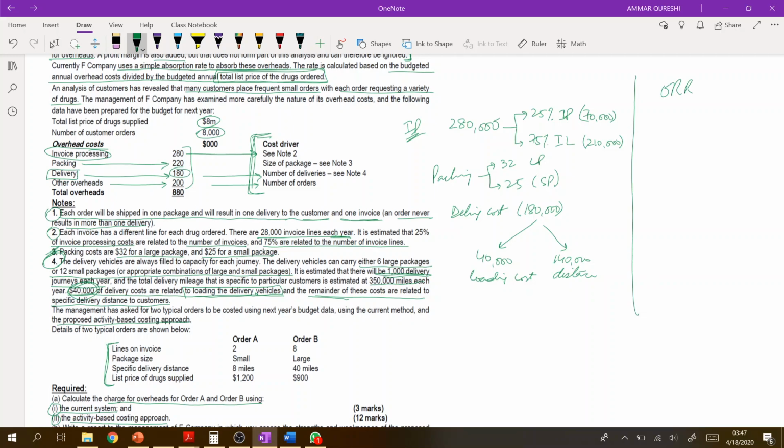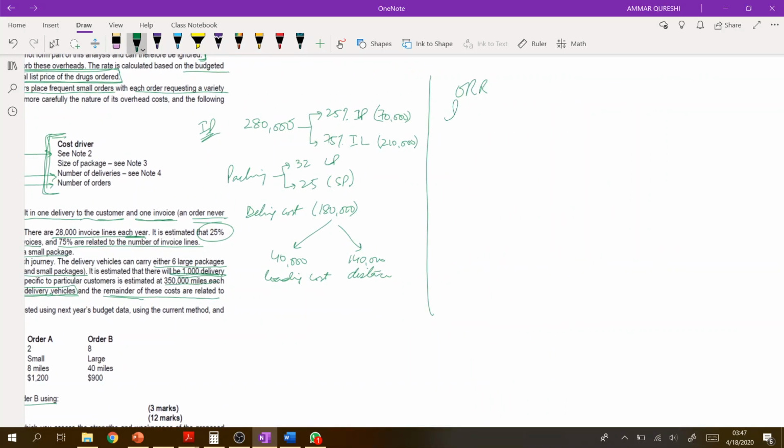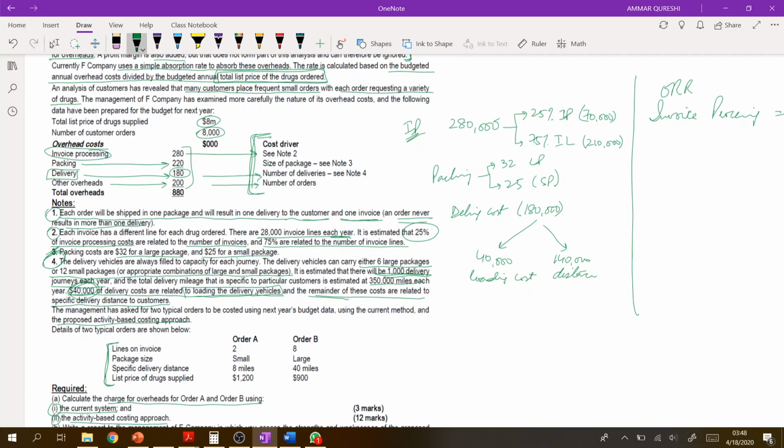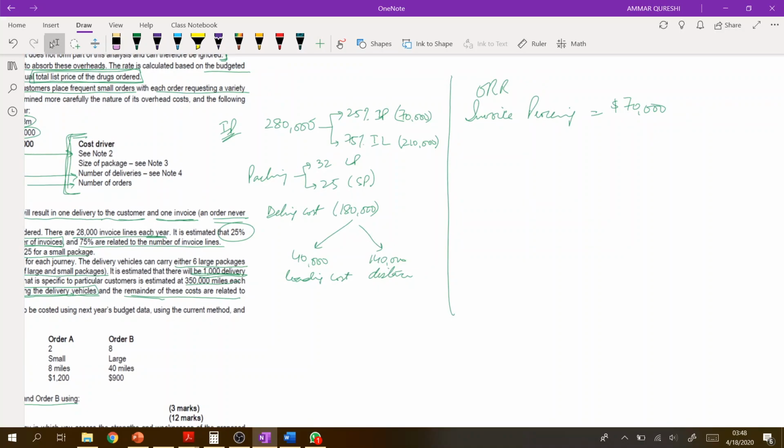Invoice processing cost is comprised of two areas. 25% is related to invoice processing, right? So that means invoice processing cost is 70,000, right? And how can you distribute invoice processing cost? It says each invoice has a different line for each drug order. There are 28,000 invoice lines each year. It is estimated that 25% of invoice costs are related to the number of invoices, right? So this means that this 70,000 is related to the number of invoices.